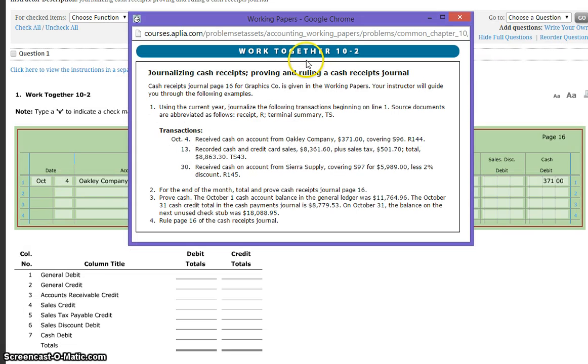So here's our directions for Applia 10 to work together. We have cash receipts journal page 16 for Graphics Company, and it's telling us our abbreviations for the source documents are R for receipt and terminal summary is TS. October 4th, received cash on account from Oakley Company, $371, covering S96, receipt 144. So it's the receipt that we're going to be looking at for our document number.